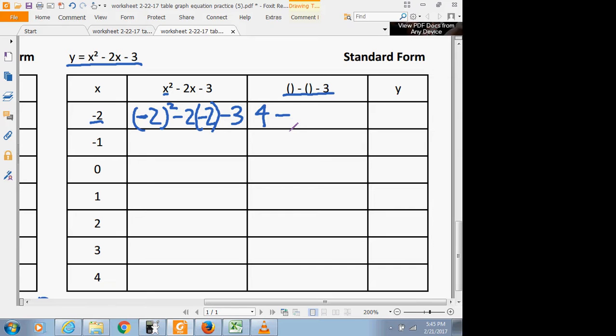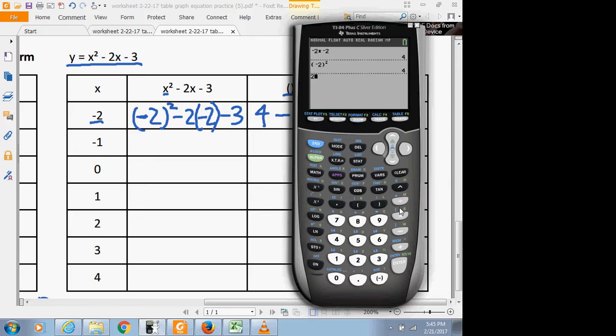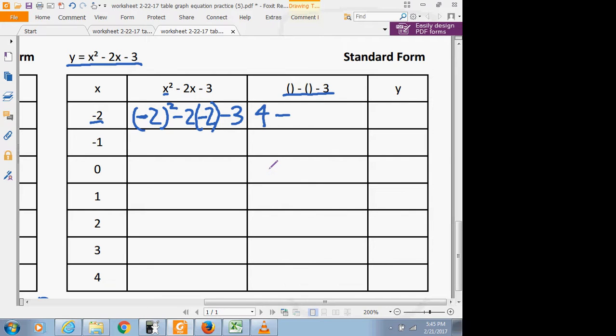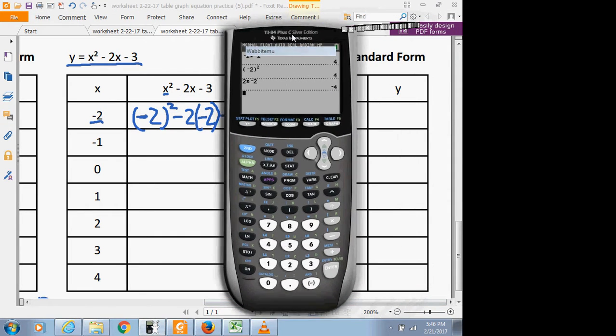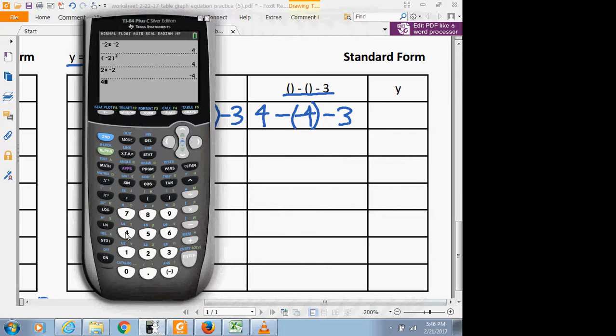So I go back to my calculator. 2 times negative 2. And as we know, a negative times a negative is a positive. 2 times 2 is 4. So I get negative 4. It's going to be interesting, though. I'm subtracting a negative 4. Okay. Subtracting a negative, we're going to do that on the calculator. And I subtract a 3. So again, on the calculator, I do 4 minus negative 4.